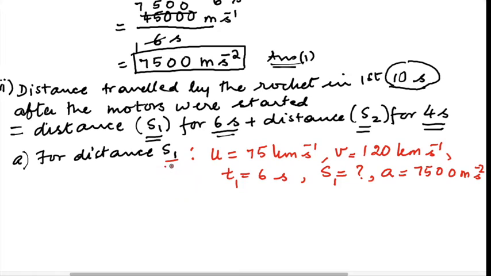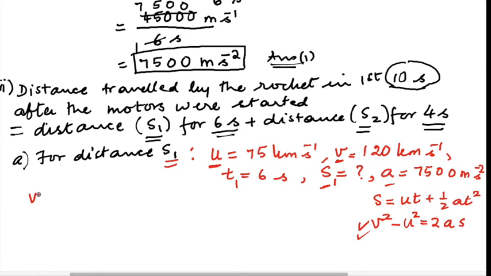This is for our distance S1. We have V, we have U, we have S and we have A. Although we have T1 also, we can use the formula. Let us look at the formulas here. We'll have S is equal to UT plus half AT square, or you can use V square minus U square is equal to 2AS. Now I'm going to use this. We have V square minus U square equal to 2AS. This is the formula we are going to use.